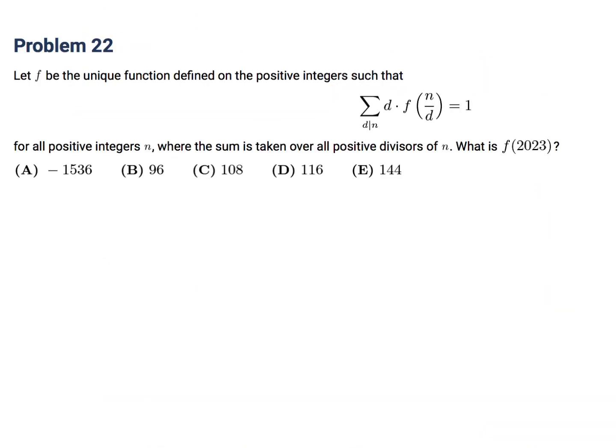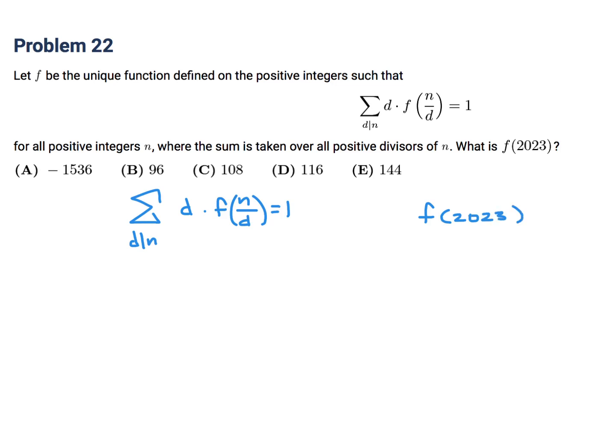Let f be the unique function defined on the positive integers such that the sum of all the divisors d of n of d times f at n over d is equal to 1 for all positive integers n, where the sum is taken over all positive divisors of n. What is f of 2023? Well, first let's explain what this means. We have the sum over all the divisors of n of d times f at n over d equal to 1. So for example, we've got f at 2023, right?